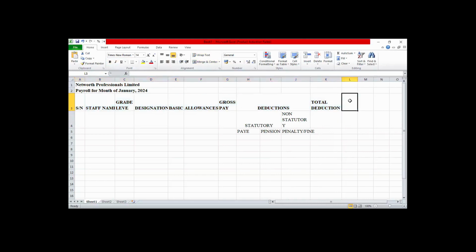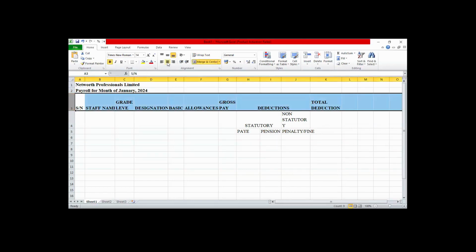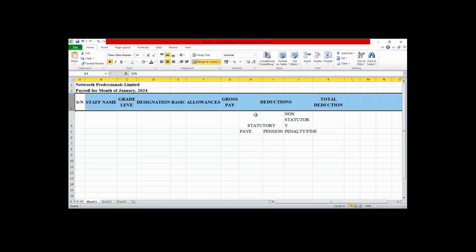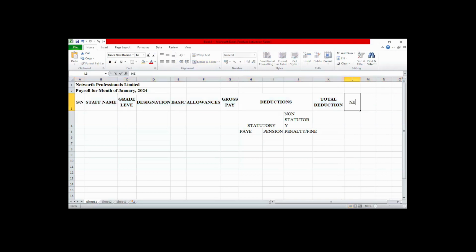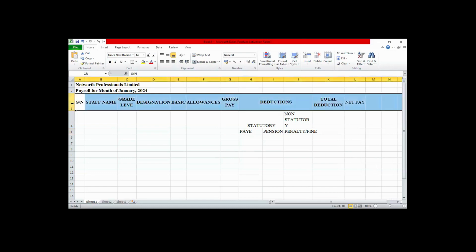After getting total deduction, you have your gross pay. Are you with me? Yes, sir. After getting your total deduction, from your gross pay you will deduct your total deduction, and you will get net pay. Net pay is what is now going to be paid to the employee.